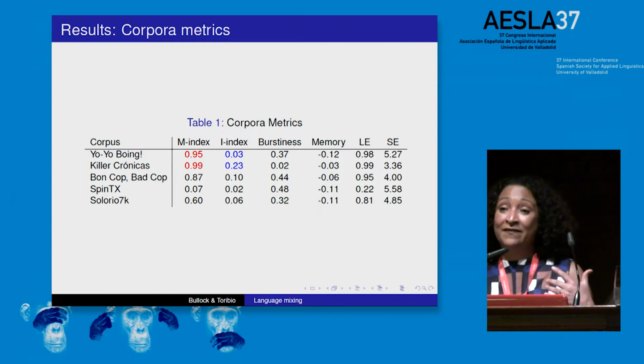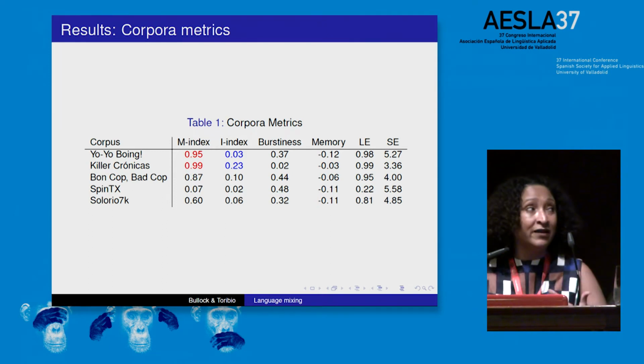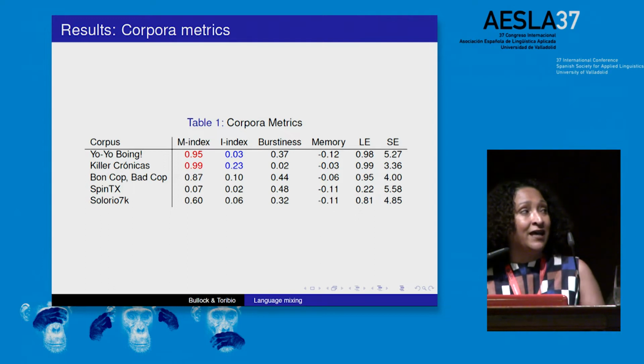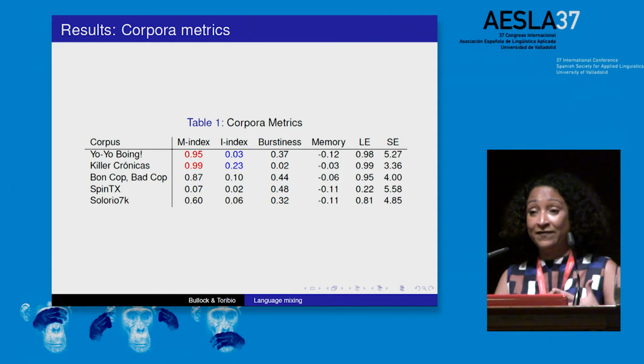However, the mixing in them is very different, right? So the I index, this is the probability of switching in them, is highest for Killer Crónicas, which was that one that I read for you. Okay, so it's got a higher I index, whereas in Yo-Yo Boing, where you had like long spans, in fact, full chapters in Spanish and a little bit of mixing in the middle, has a very low I index. Okay, so you can see how these metrics will work.